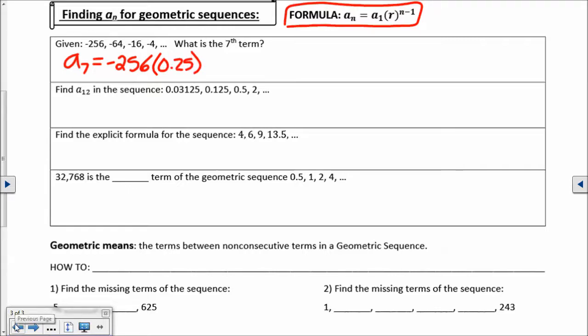Then in the exponent, you should have n minus 1. What's n? How many spaces did you have to go out to get there? 7. That's a sub n. A is your representation for the term; they should use T, but they use A instead. So in the exponent it should be n minus 1, so what should the exponent be? 6. Stick that in your calculator and find out what the number is.